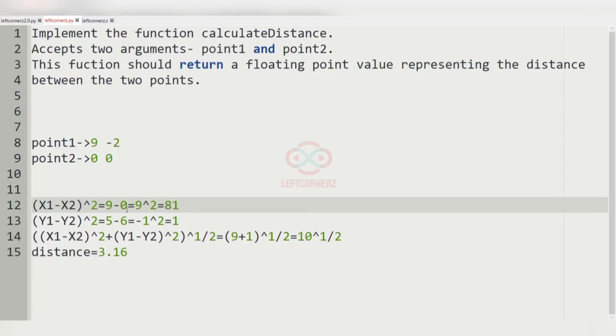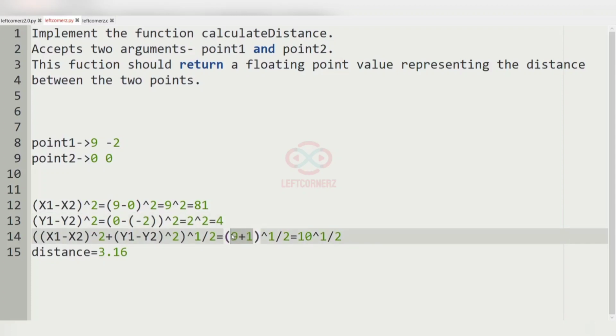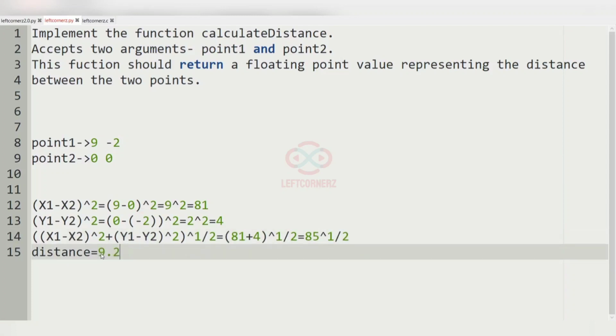Next y1 minus y2 the whole square. So minus 2 minus 0. Sorry, here minus 2, which is nothing but 4. Now let us calculate the sum. So 81 plus 4 the whole power of 1 by 2. So 85, square root of 85. The square root of 85 is 9.23333. As in the question we have to represent up to 2 decimal places, so 9.22 will be printed as our output.